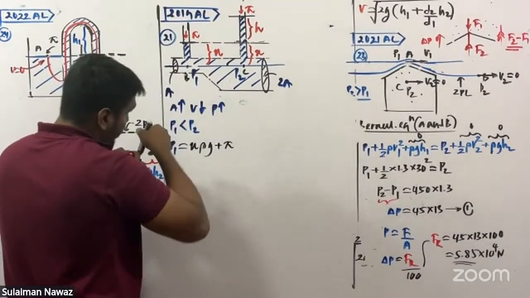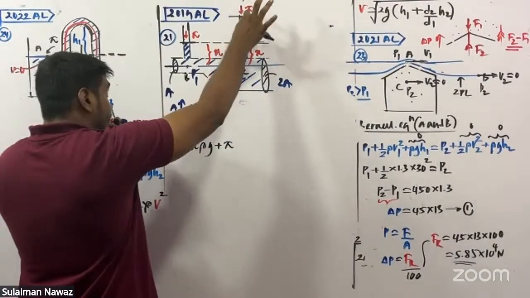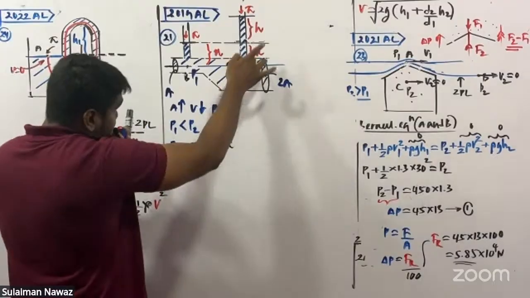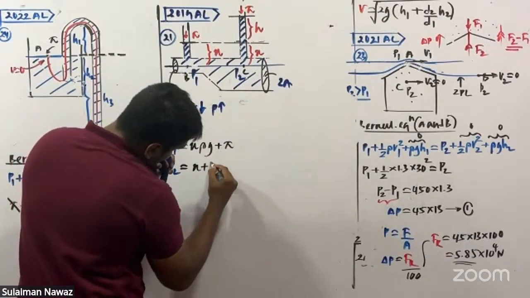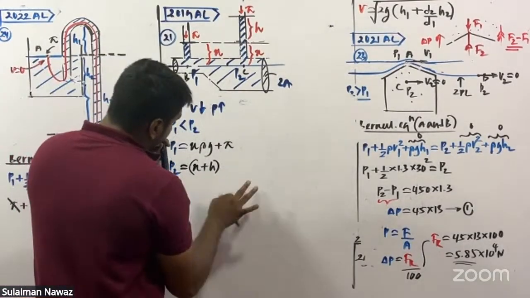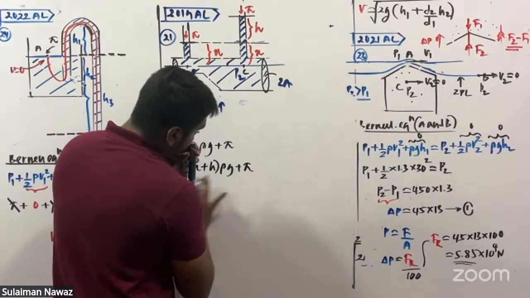Likewise, P2. P2 means pressure at point capital C, which is the vertical height to the free liquid surface from point C. P2 means X plus H. Look here, X plus H: rho G (X plus H) plus pi.